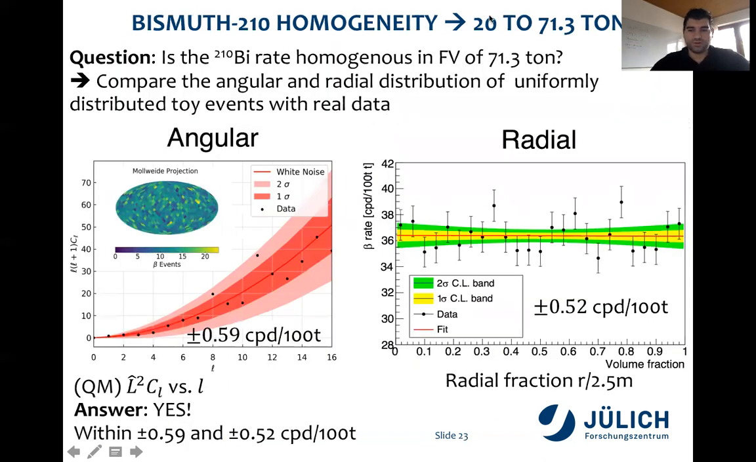On the other hand, the low polonium field, as I said, is 20 tons big. However, we want to apply it in the whole fiducial volume, which is 71.3 tons. So we have to ask ourselves, is the bismuth rate homogeneous in the fiducial volume? For that, we have to compare the angular distribution and radial distribution of events, homogeneously or uniformly distributed in this volume, to the data, and we found out that the bismuth rate is homogeneous in the fiducial volume. This is valid within an uncertainty of plus minus 0.59 and plus minus 0.52 CPD per 100 tons in angular and radial distribution respectively.